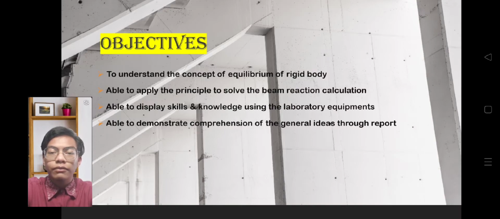First of all, we have to understand the concept of equilibrium of rigid body. Secondly, to be able to apply the principle to solve the beam reaction calculation. Next, to be able to display skill and knowledge using laboratory equipment. And lastly, to be able to demonstrate comprehension of general ideas through a report.